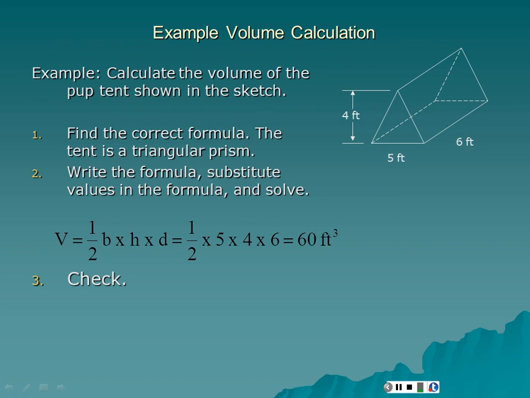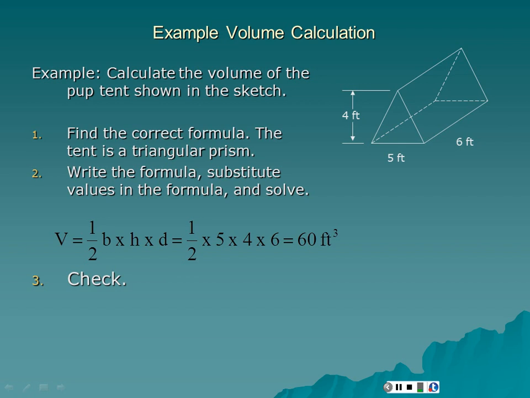Now in this example, let's say we want to first find the correct formula. This is a triangular prism. So let's say for the triangle, you have the base which is 5 feet, you have the height which is 4 feet. So when you apply it into the formula, half times 5 is the base, 4 is the height, and 6 is the height of the prism. So try to understand that the 4 feet is the height of the triangular base, and the 6 is the height of this.